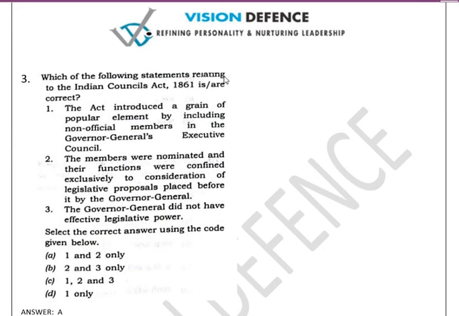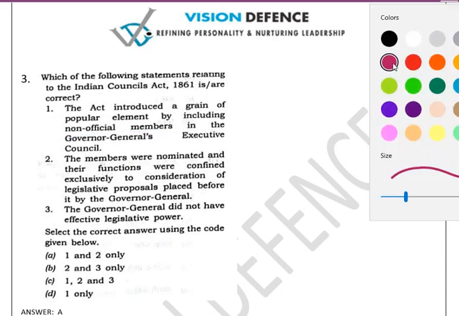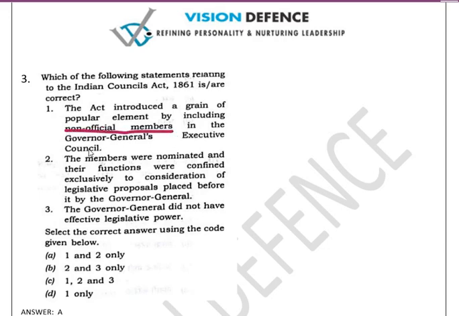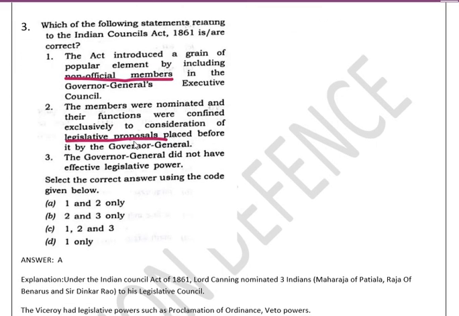Third, which of the following statements relating to the Indian Councils Act is or are correct? First, the Act introduced a grain of popular element by including non-official members in the Governor General's Executive Council. This is correct. Non-official members are Indians, so they were included in the Governor's Executive Council. Second, the members were nominated and their functions were confined exclusively to the consideration of legislative proposals placed before it. Yes, this is also true.